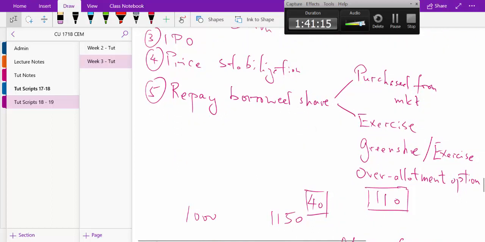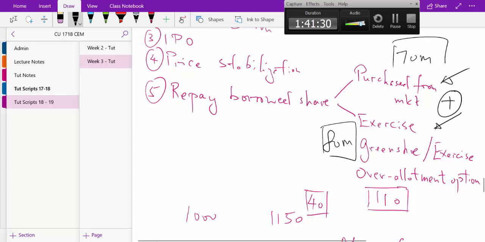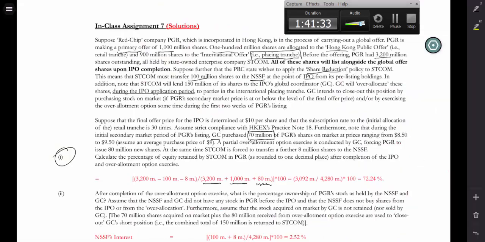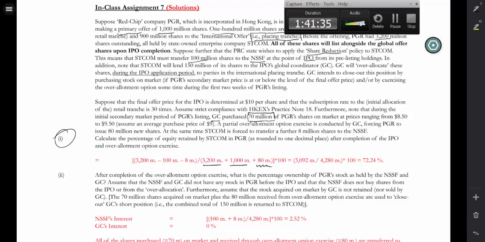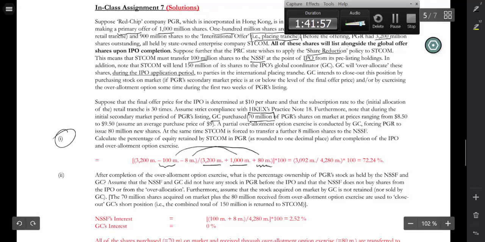Remember when we were talking about this, I said you can purchase from market, you can exercise, you can have a combination of the two. That's what they've done. So they bought 70 from the market. They're going to exercise green shoe for 80. So that also is possible, and that is exactly what has happened here. Okay? And then when there are new shares issued, so the original share that the government entity will park some of it away or surrender 10% to the security fund. So that is 100 million on 1,000 or 8 million on 80. Okay, so that's where that came from.